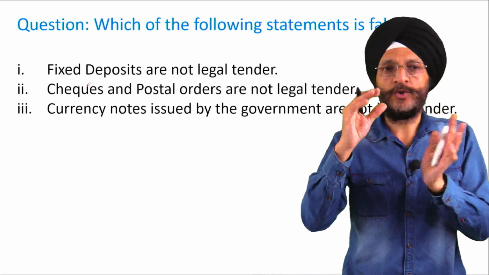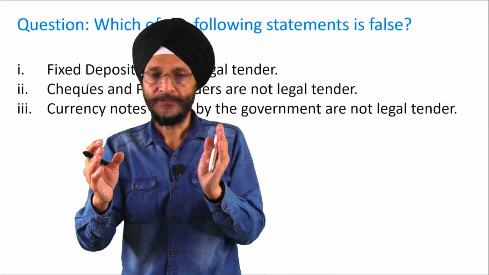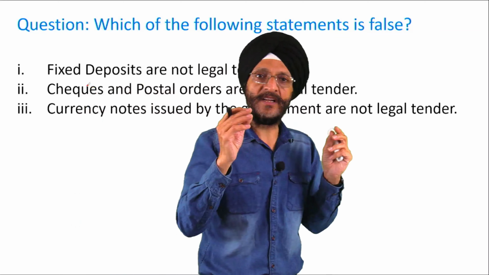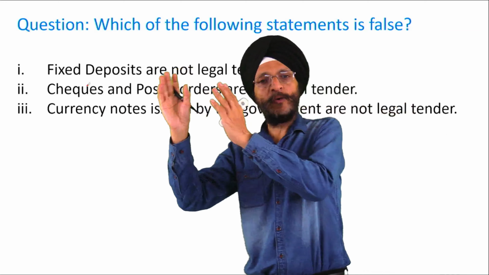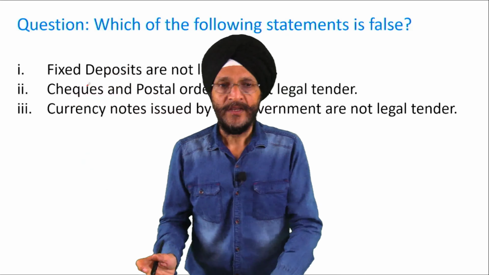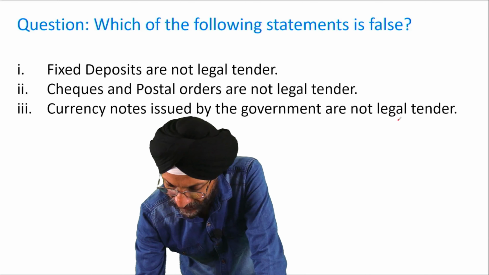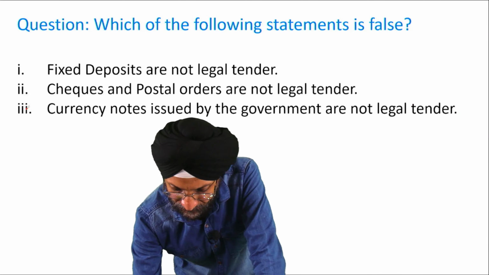Checks are issued by commercial banks. Postal orders are issued by the post offices. These are also not legal tender because these are not issued by the government or the Reserve Bank or the central bank of the country. Currency notes issued by the government are not legal tender. This is false. This is the answer.